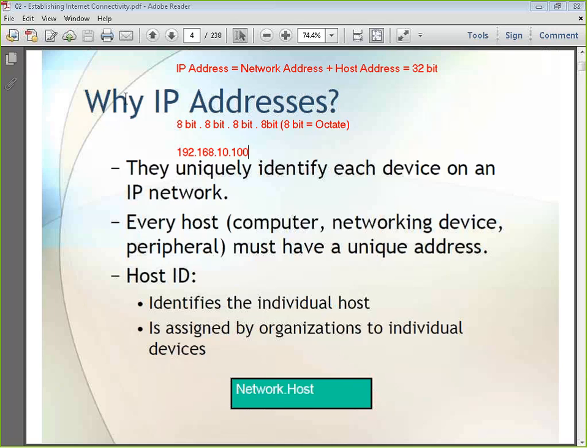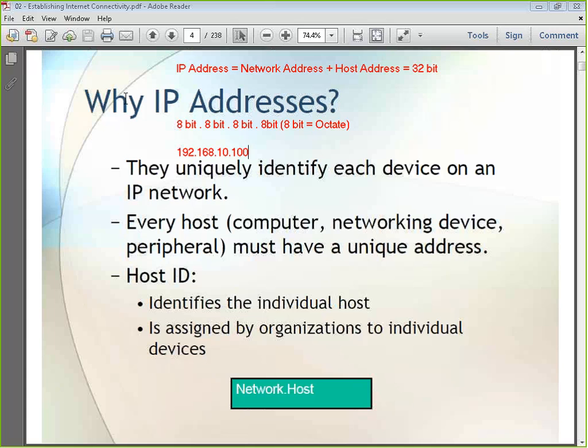Again, let me repeat it. Whenever we talk about network address, the left portion is called the network address and the right portion is called the host address. Okay, so be very clear on this, do not forget it, because it is based on this concept that we are going to understand IP address better. So the left portion of an IP address is called the network address and the right portion of the IP address is called the host address.